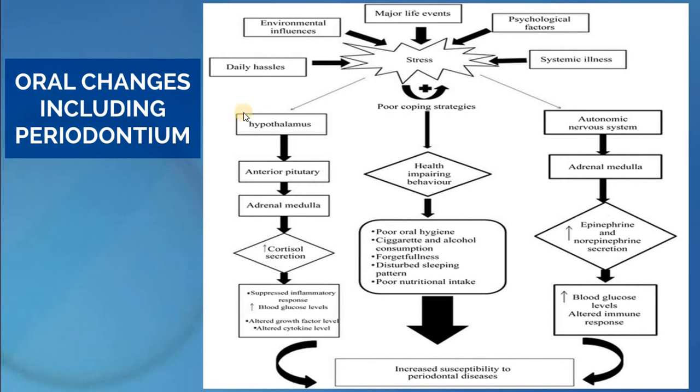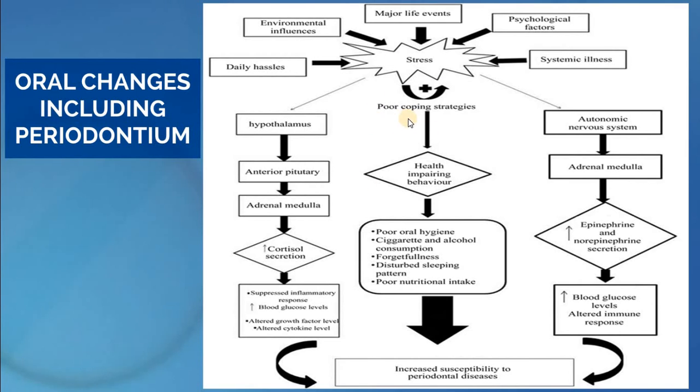Or it will affect the hypothalamus, which affects the anterior pituitary and the adrenal gland on the kidney by increasing cortisol, which by itself leads to a suppressed inflammatory response, increased blood glucose level, altered growth factor level, and also altered cytokine level. And these impairments lead to increased susceptibility to periodontal disease.